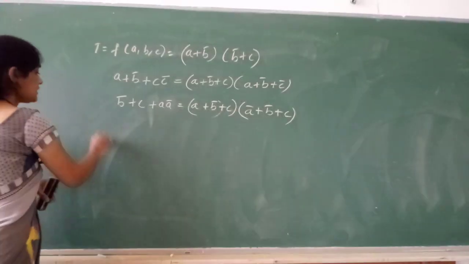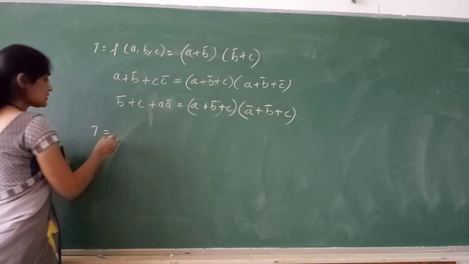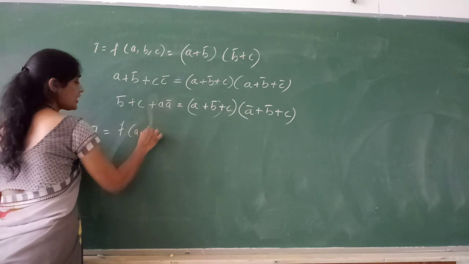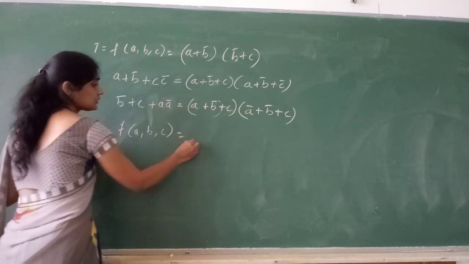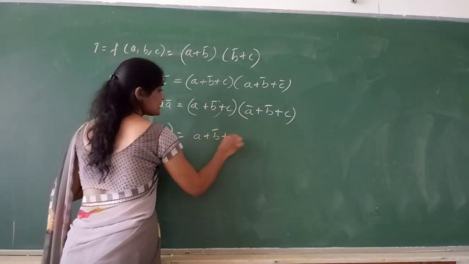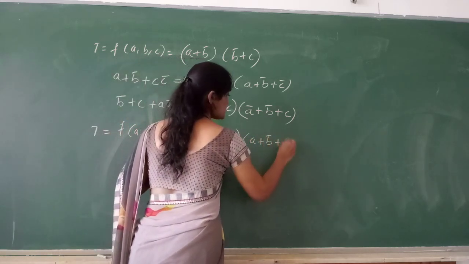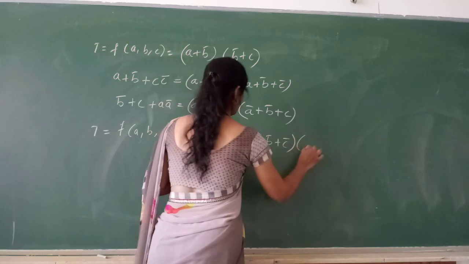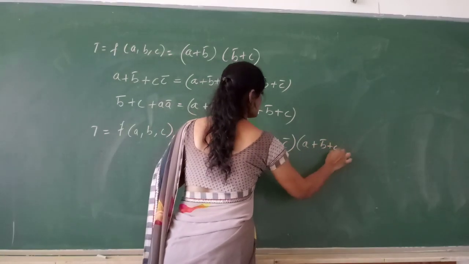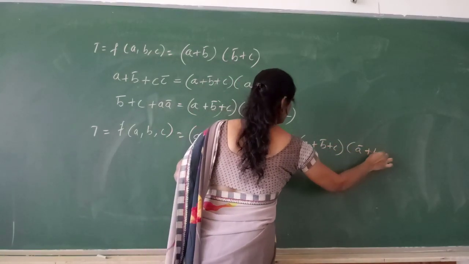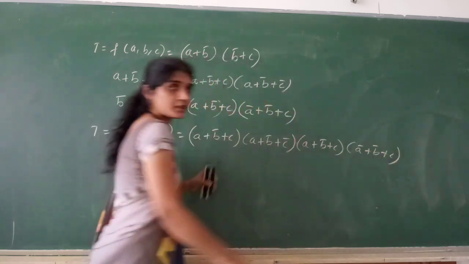Now let us write the final equation by combining these terms. So T is equal to f of A, B, C is equal to (A plus B bar plus C) into (A plus B bar plus C bar) into (A plus B bar plus C) into (A bar plus B bar plus C).